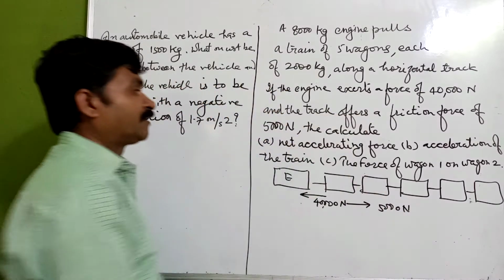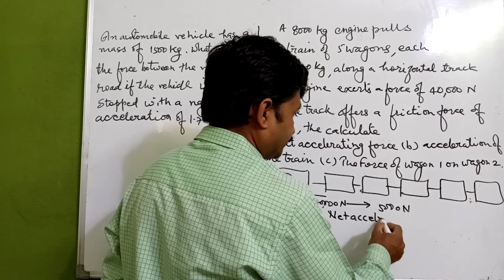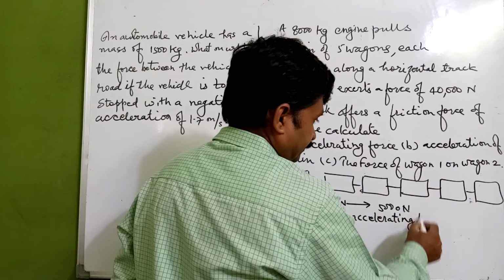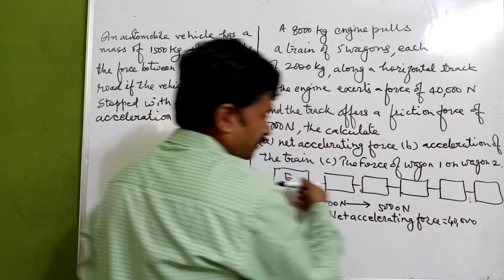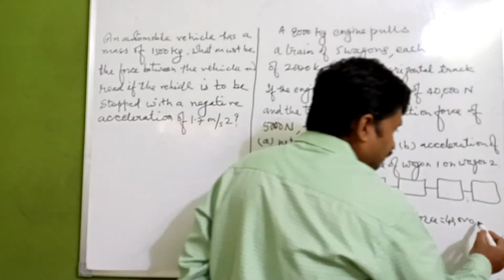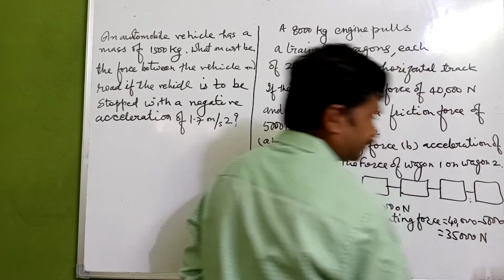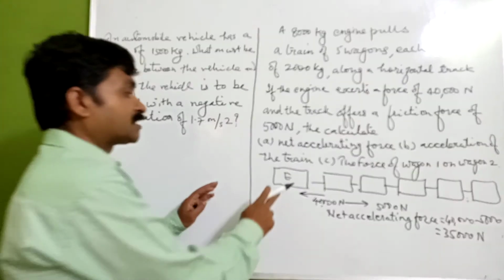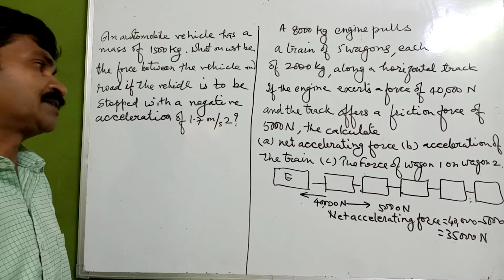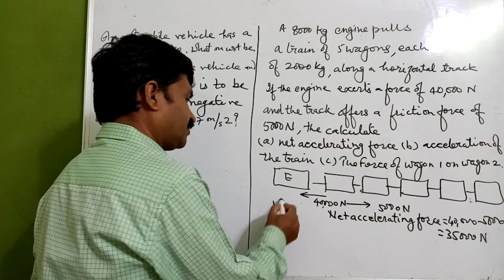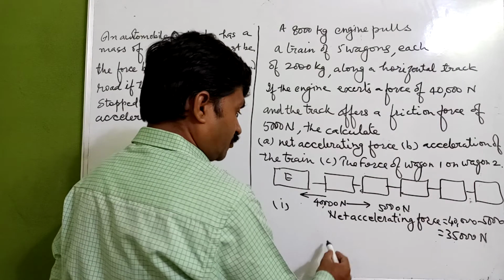Now if we go with the net accelerating force, that is 40,000 acting in this direction, and 5,000 force acting in the opposite direction. It is going to be 35,000 Newton. This is the resultant force which we are getting on the wagon. Now the acceleration of the train. This is the first answer which we have got.